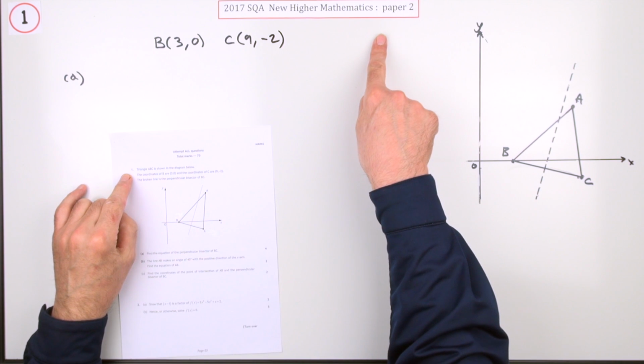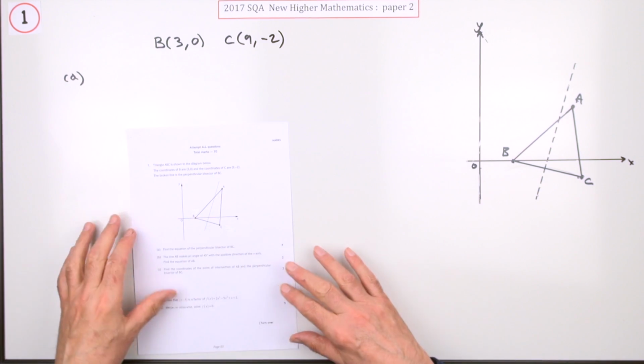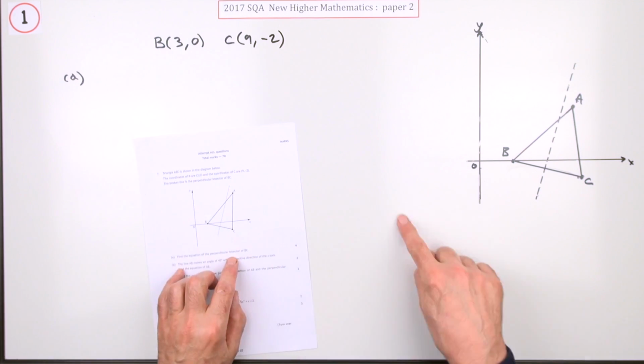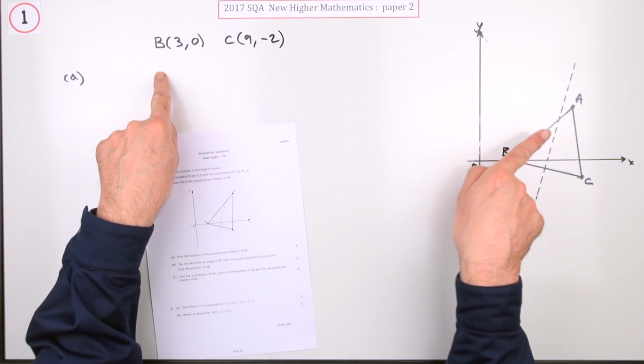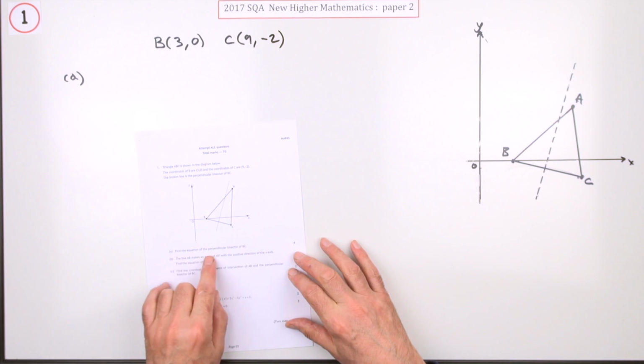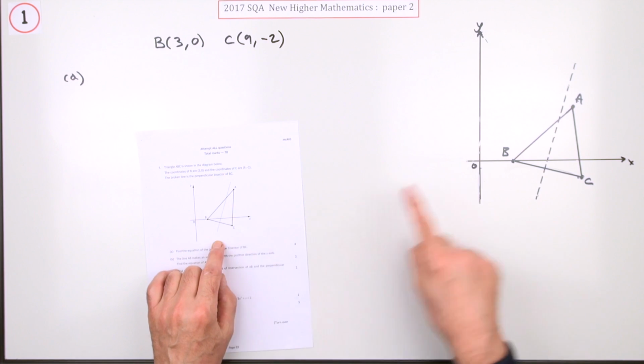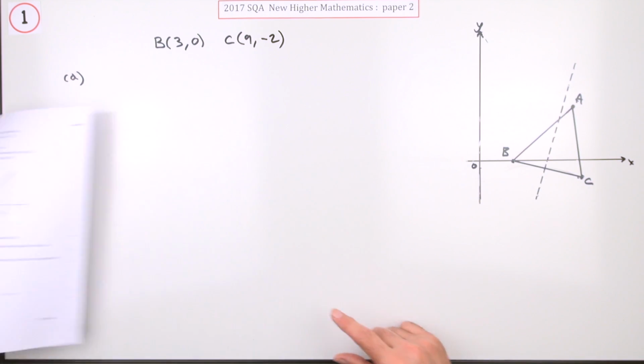So question 1 from paper 2 of the 2017 new hire. Here we go, there's 8 marks in 3 parts. First part, here's the diagram, triangle ABC, points B and C. Find the equation of the perpendicular bisector of BC. So it's shown in this diagram in a dotted line for 4 marks.